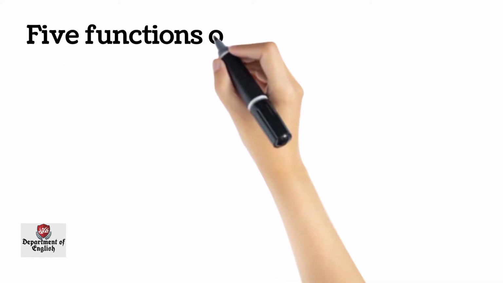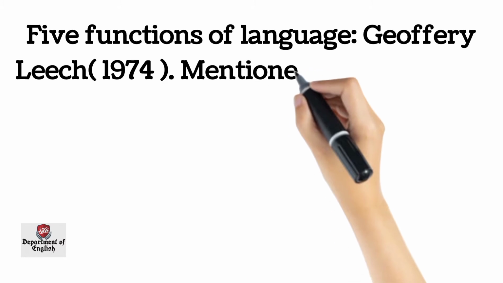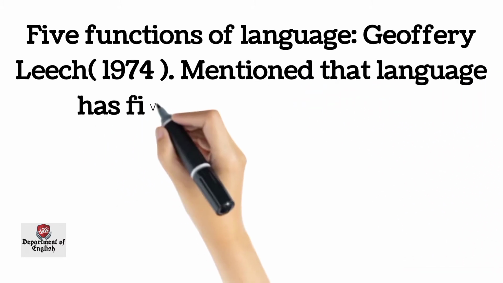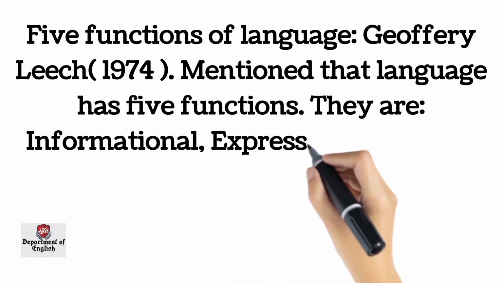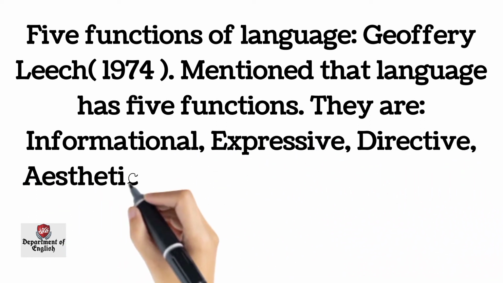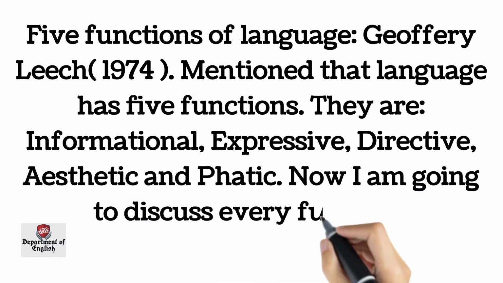Five functions of language. Geoffrey Leech 1974 mentioned that language has 5 functions. They are informational, expressive, directive, aesthetic and phatic. Now I am going to discuss every function.